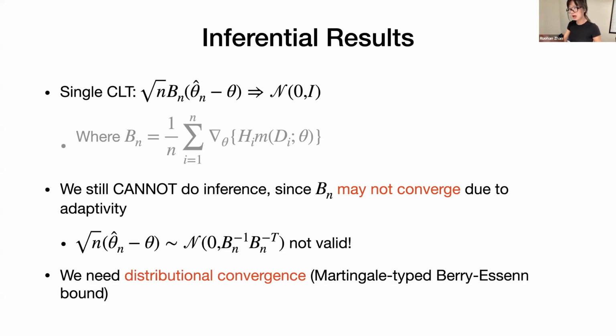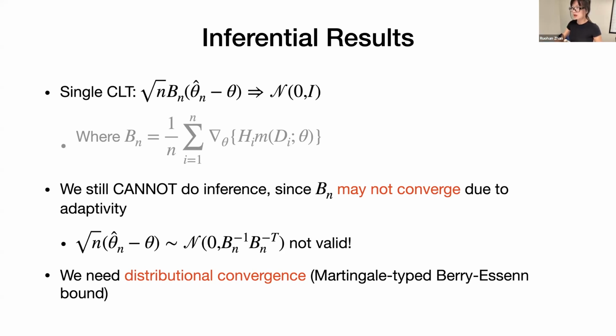But so how do we deal with that? We need some stronger result, which is a type of Berry-Esseen bound, for those of you who are familiar with it. This is exactly the thing we want to achieve here.